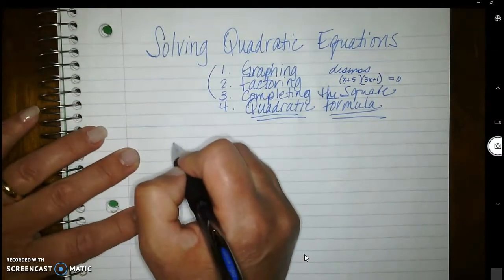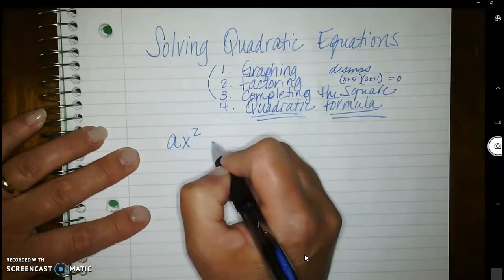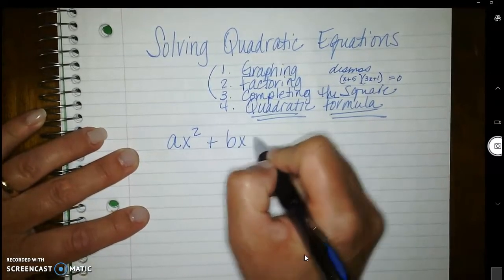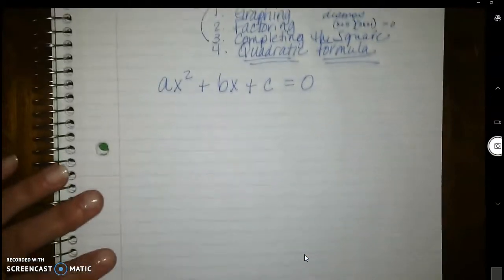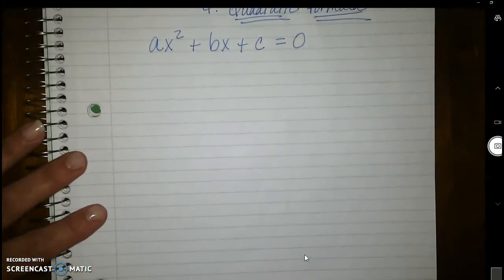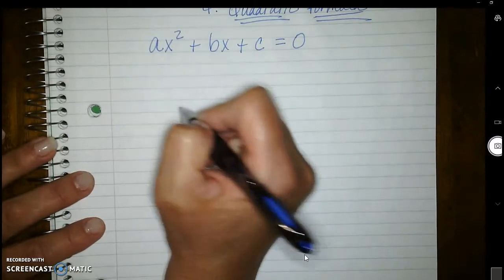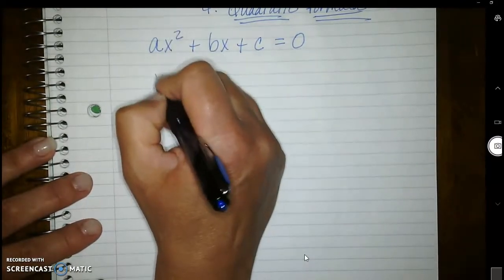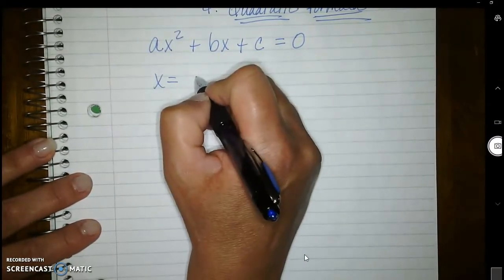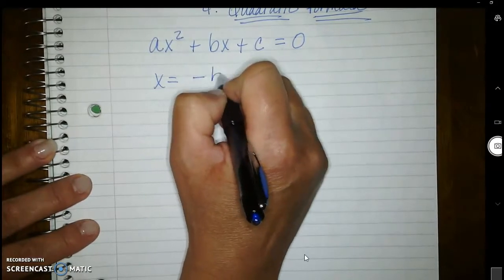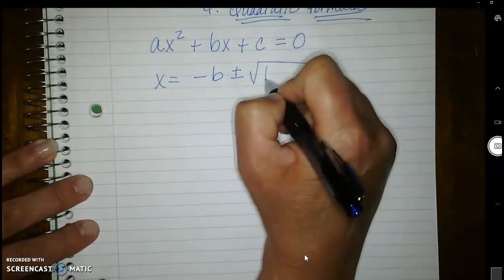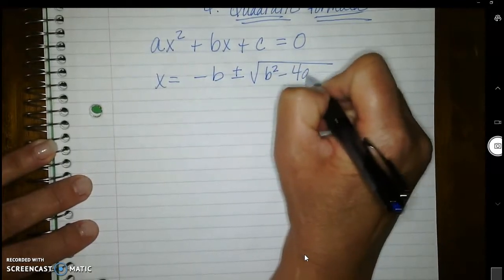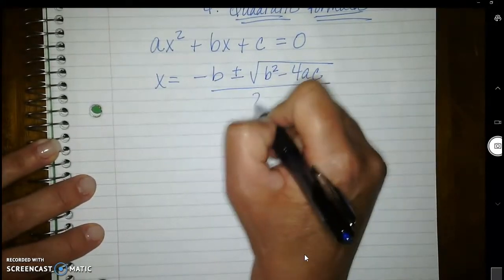But if you have a quadratic equation in standard form that looks like this, okay, the quadratic formula is, are you ready? You know I'm totally going to sing it to you. The quadratic formula is negative b plus or minus the square root of b squared minus 4ac all over 2a.